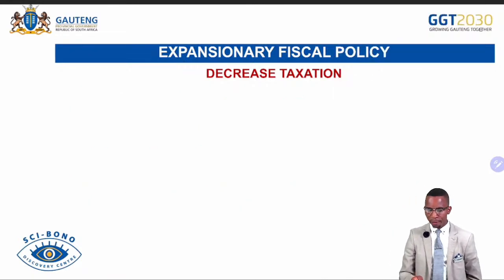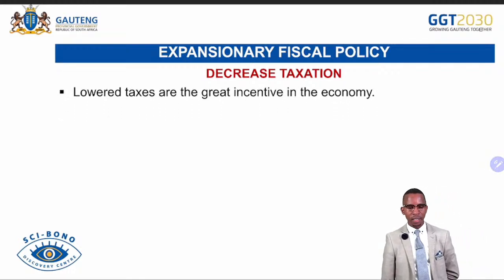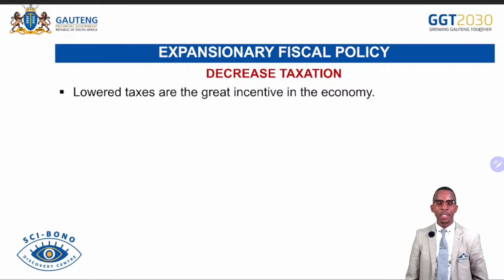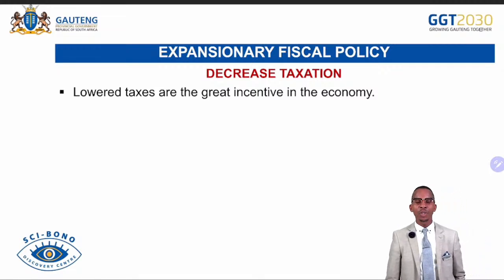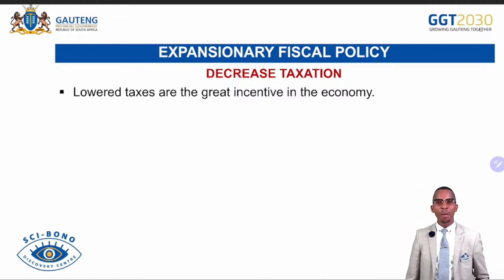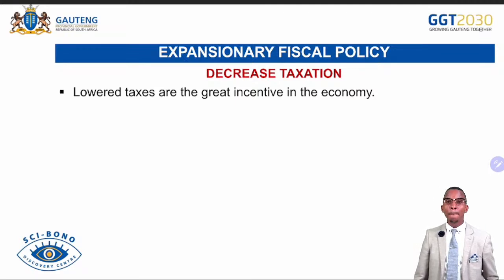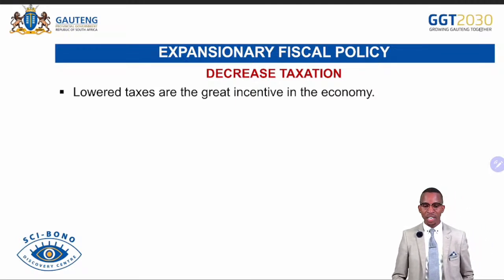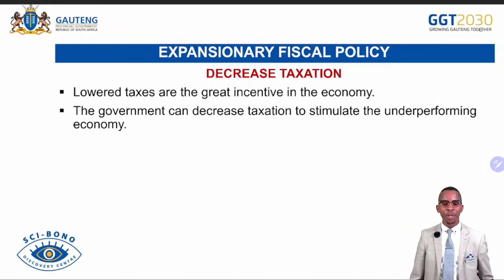So let's see the effect on the presentation. Lower taxes are a great incentive in the economy. We know that if taxes are reduced, that will be a greater incentive into the economy because that means money is within the circulation now. Remember, taxation is a leakage. Once you increase tax, you take money away from the circulation. But if you decrease tax, you allow money to flow in the economy, which will lead to more aggregate spending and more economic activities. The government can decrease taxation to stimulate the underperforming economy.